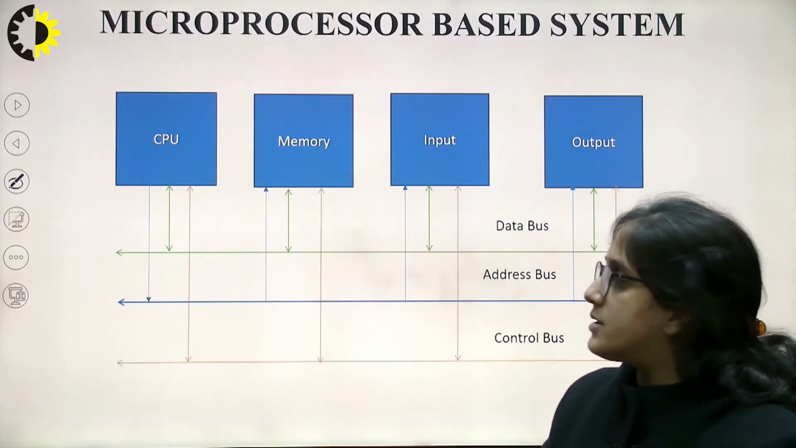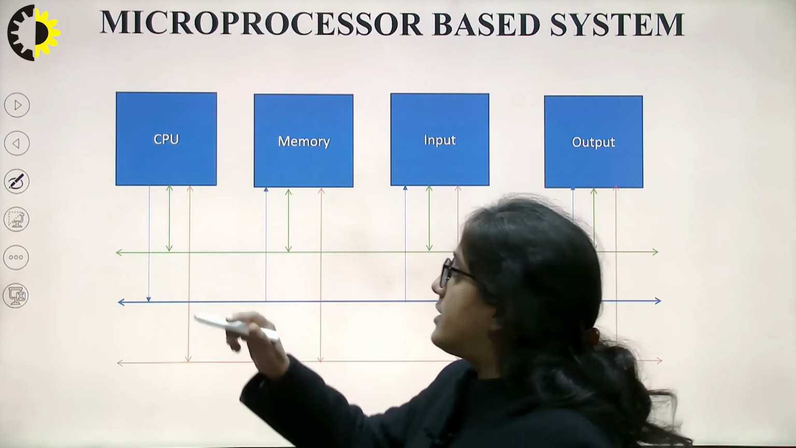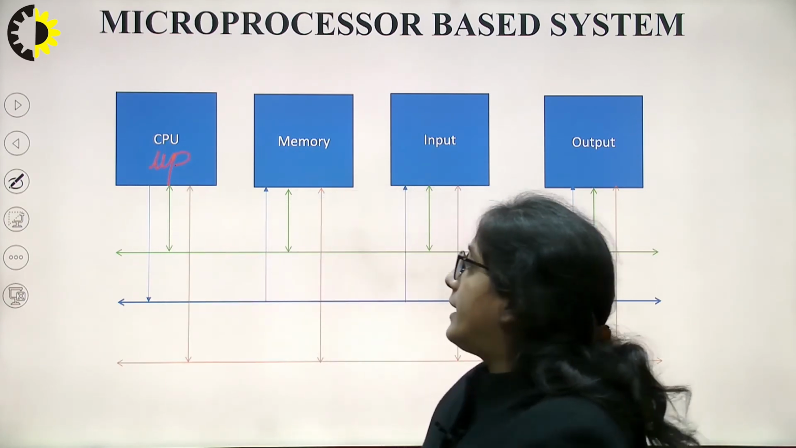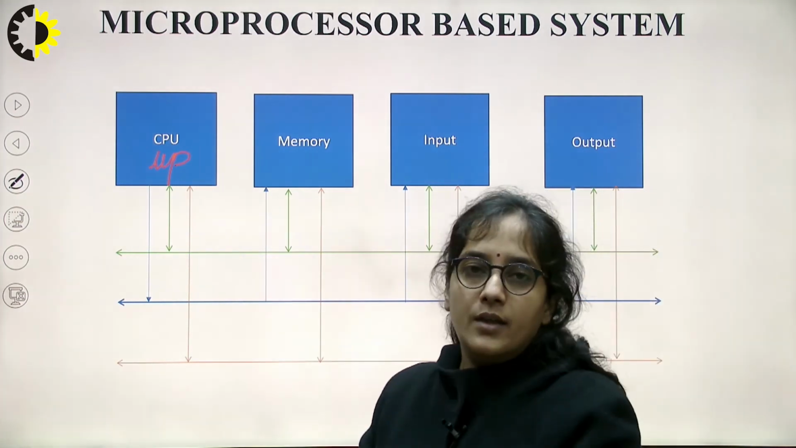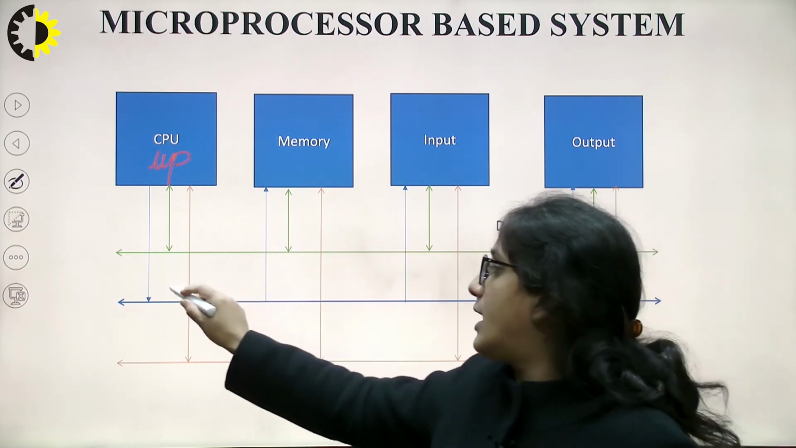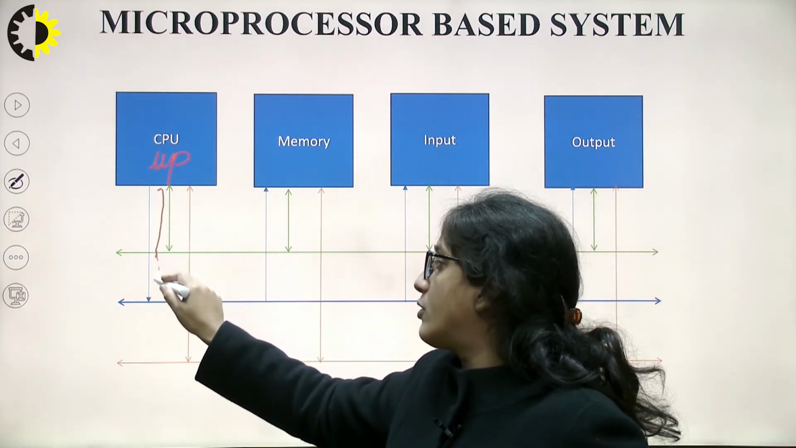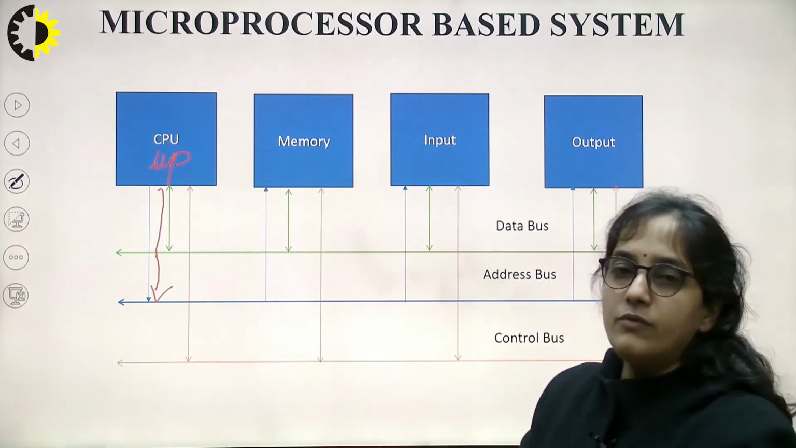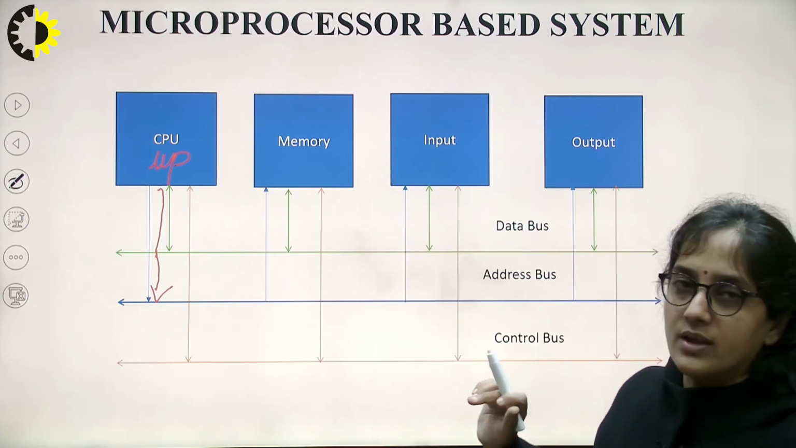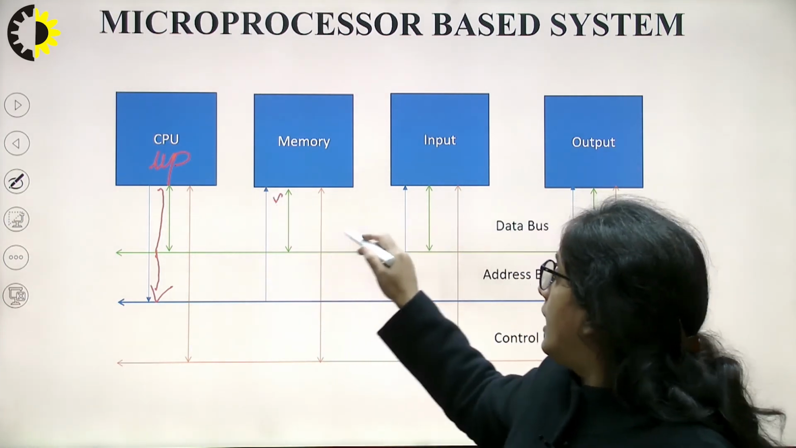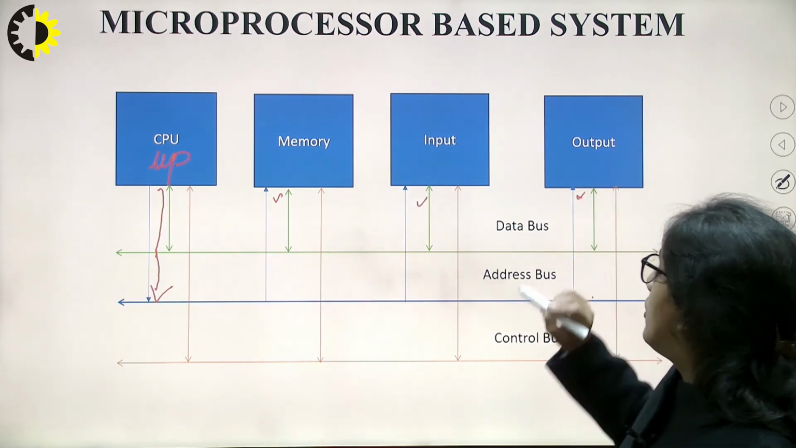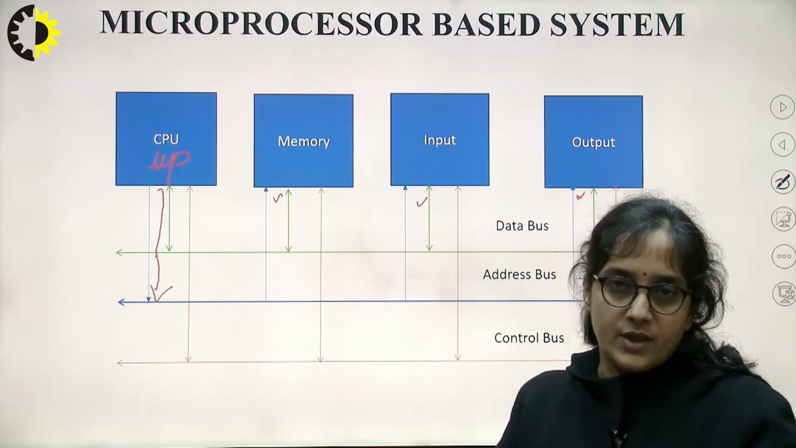Now, this is the microprocessor based system. This CPU is the central processing unit, or our microprocessor. First of all, it can send the address on the address bus. So, the address is communicated from the microprocessor. Now, this address will reach each unit, that is, it will reach the memory, the input device, and the output device also, whatever address we have transmitted.